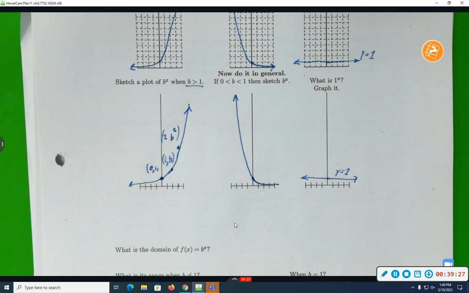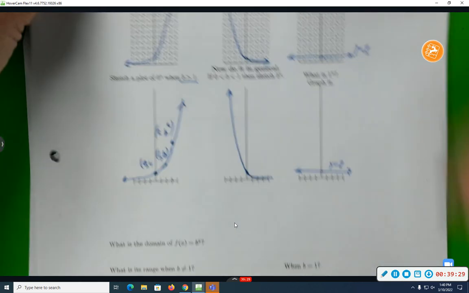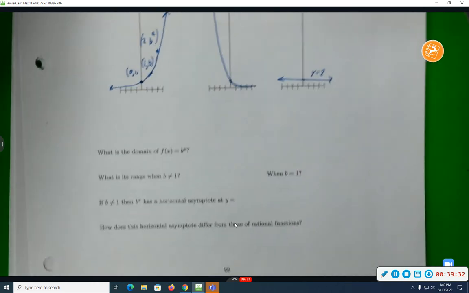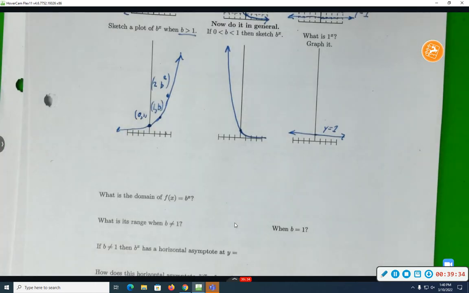Let's point some things out about these graphs. Now, I guess before even going to these questions below, looking at these graphs, what are some observations you can make? There are lots of correct answers. You can see the domain. Yeah, great. Let's do that.